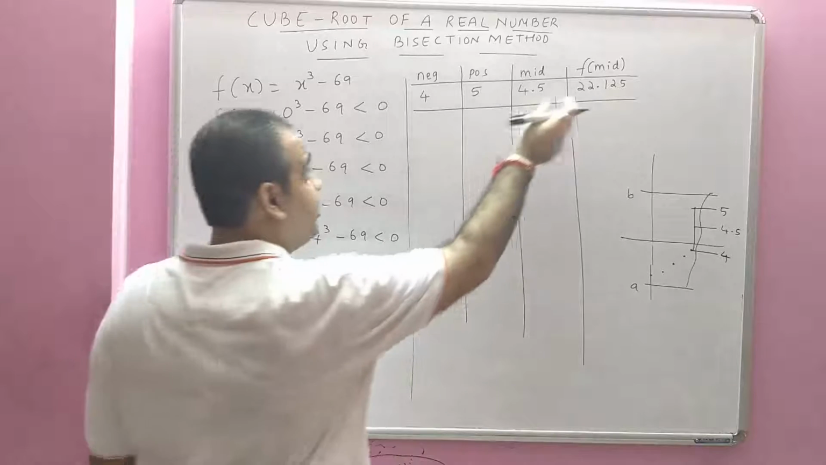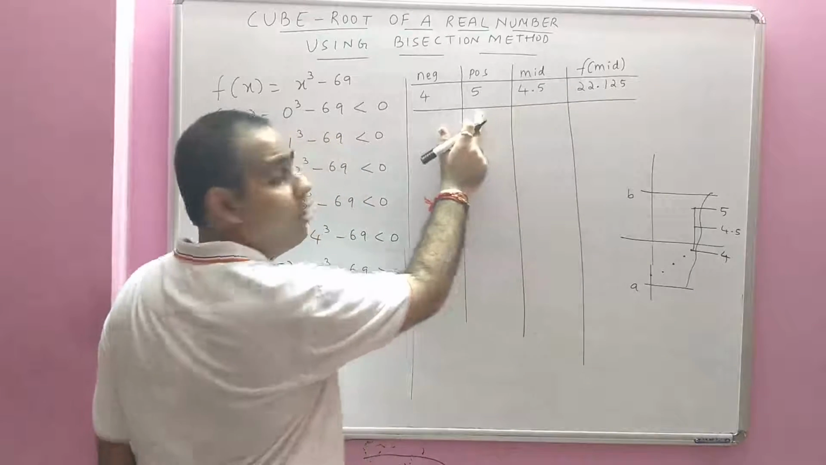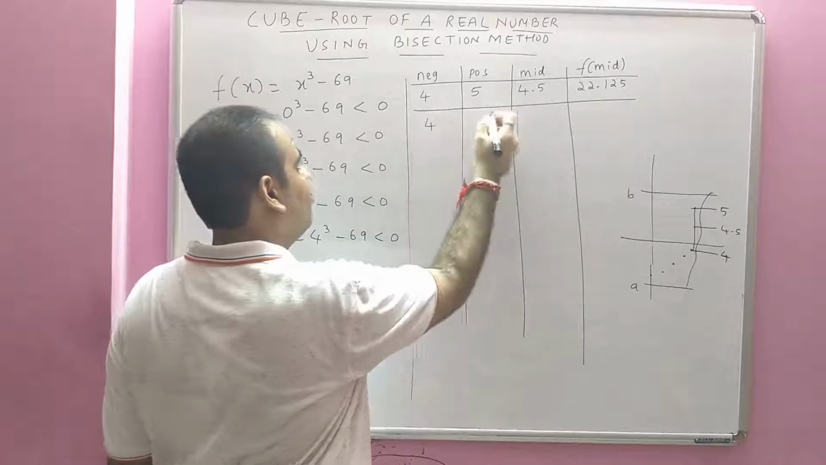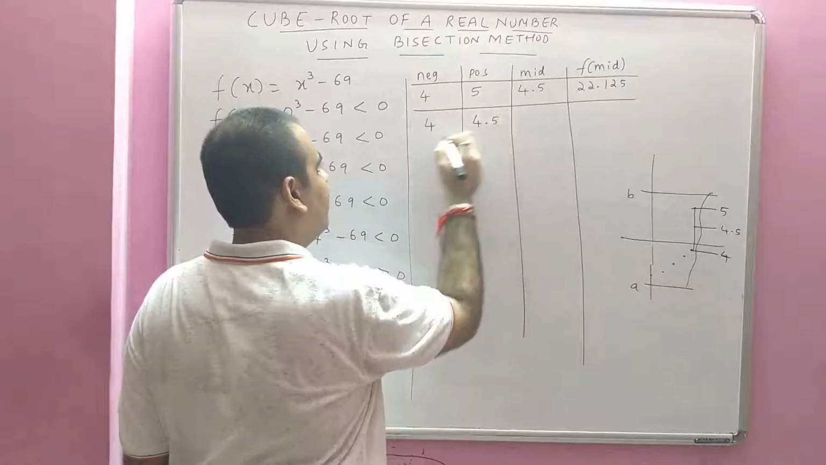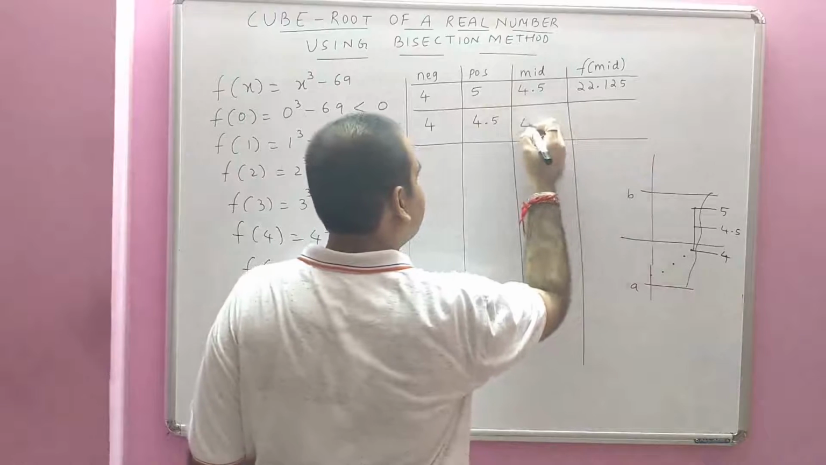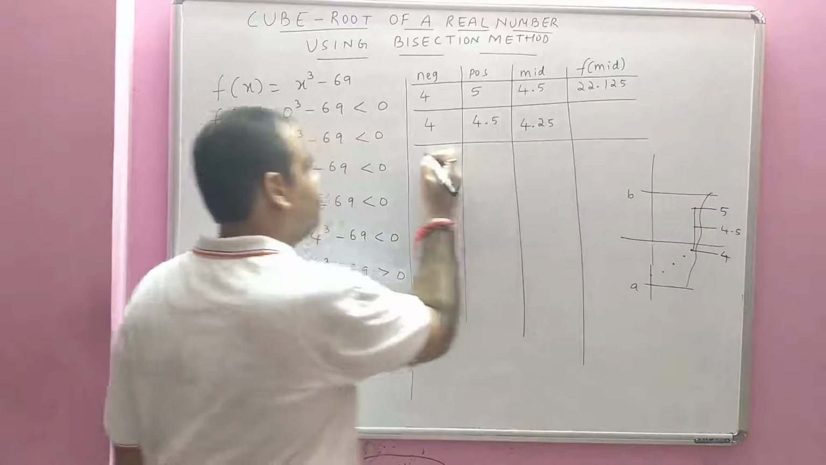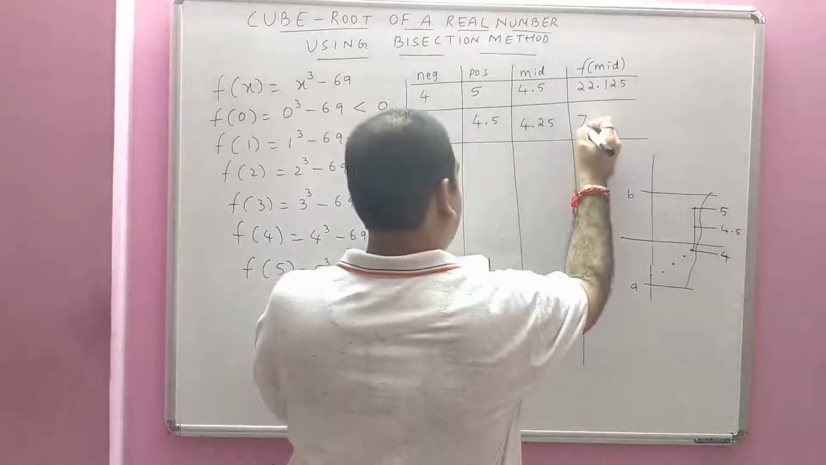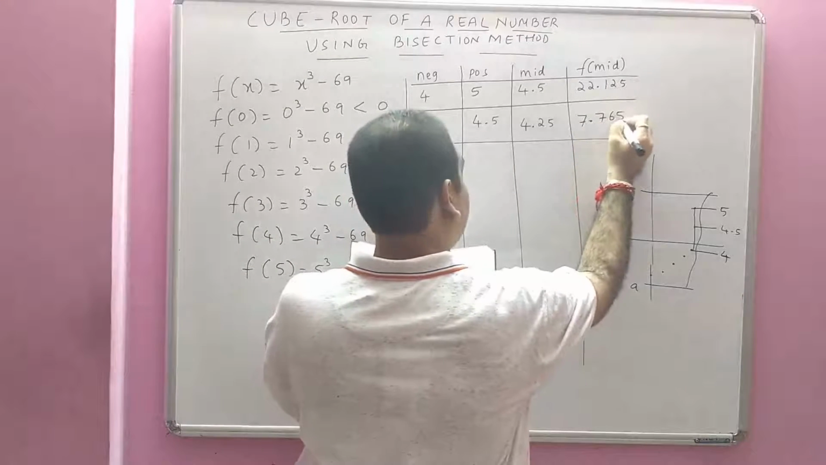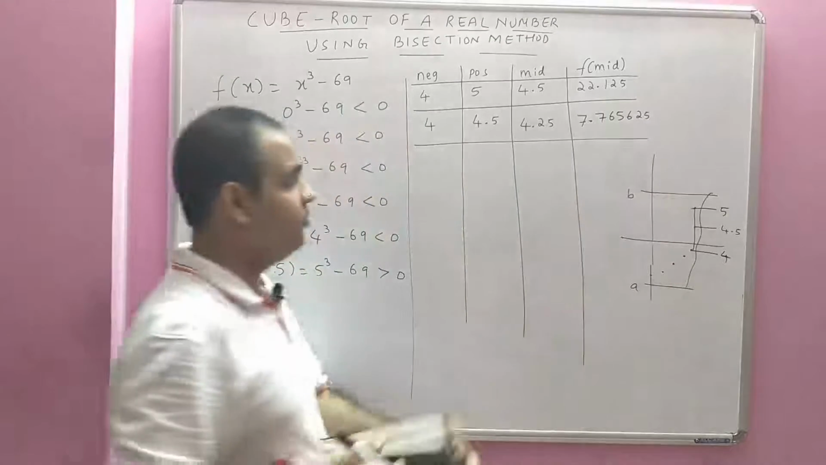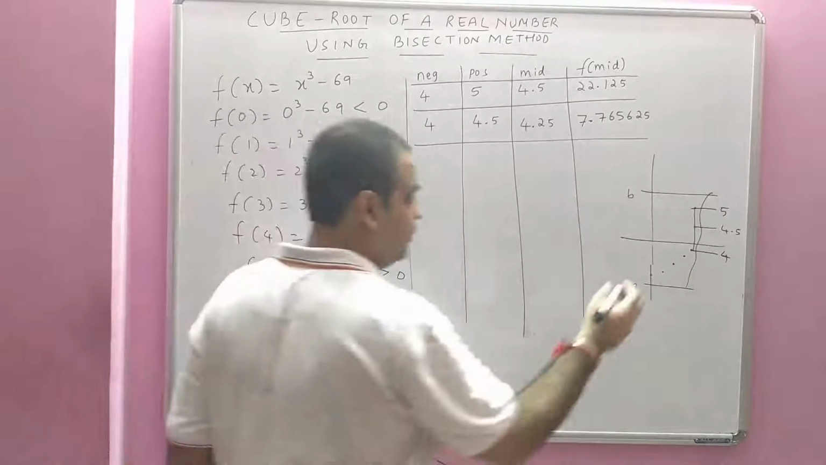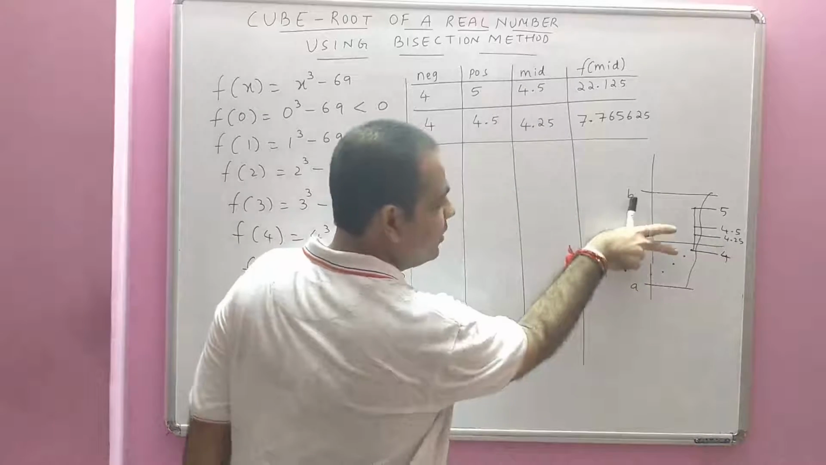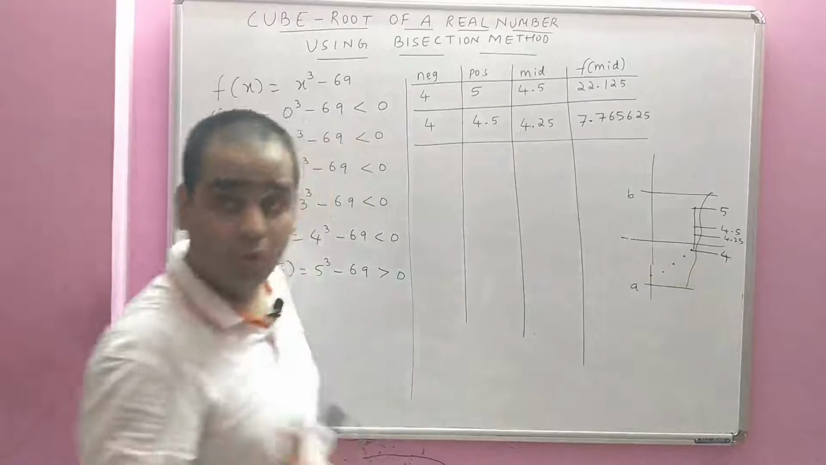That means, since f of mid is positive, the positive value should be replaced in the next iteration. Negative remains 4, positive will become 4.5. Now, the midpoint of these two is 4.25. Let's find the answer. It is 7.765625. Now that means 4.25 is also positive. I am just writing randomly. The answer is between 4 and 4.25.